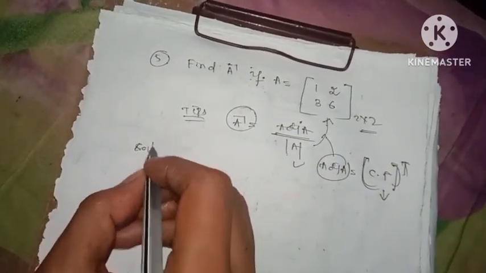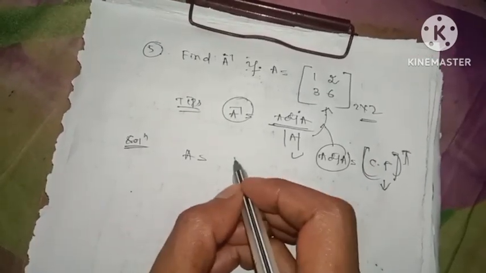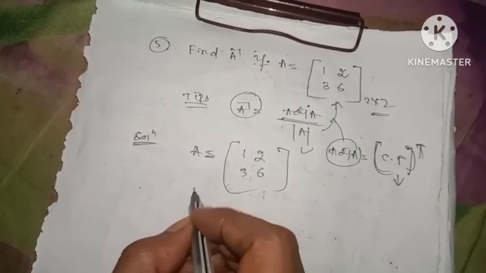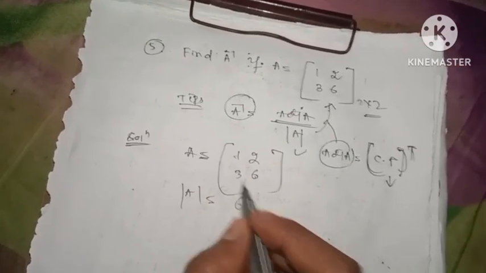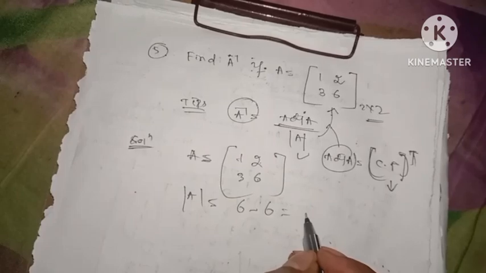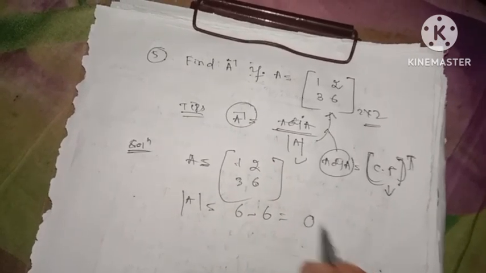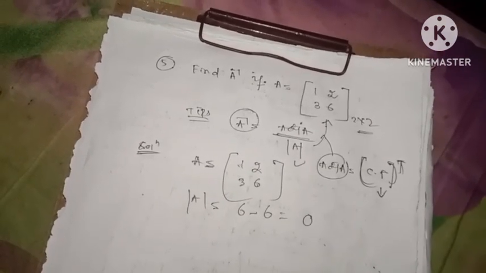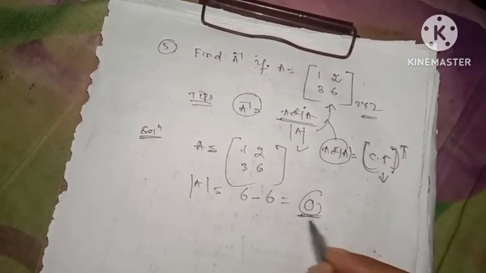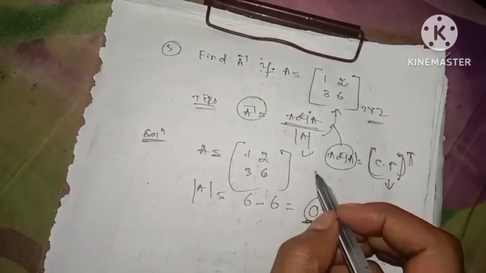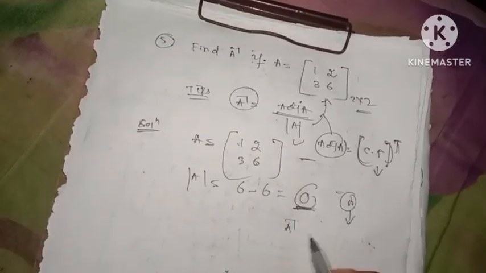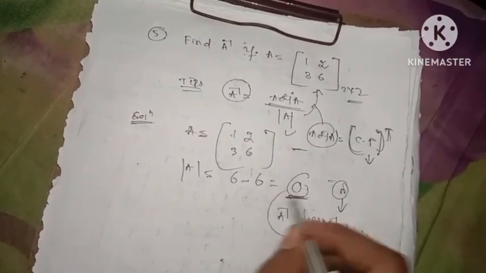Solution: the given matrix is A equal to [1 2; 3 6]. What is the determinant value? Determinant will be 6 into 1, minus 3 into 2, so 6 minus 6 will be 0. Whenever the determinant is 0, the denominator will be 0, so this is undefined. So A inverse does not exist. The answer is that A inverse does not exist.